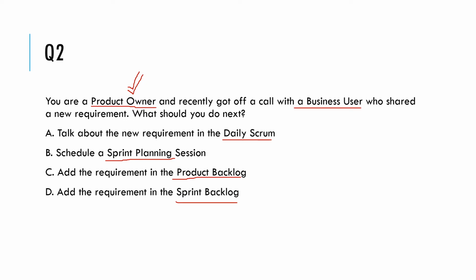See, the correct answer to this is actually C. You add the requirement in the product backlog. Product backlog is the single source of truth when it comes to all the requirements pertaining to the product. A product owner is someone who basically owns the product backlog. Obviously, a Scrum Master can help you provide guidance in terms of what Scrum and Agile talk about the product backlog, but end of the day, the ownership of the product backlog is mostly with the product owner.